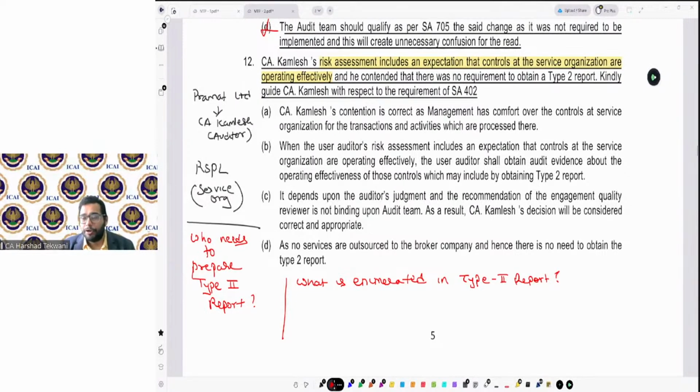So there is a type 1 report also. Why can't I take the type 1 report? Why do I need to take type 2 only? I can say, okay, I need type 1 report. Oh, type 2? I need type 1. That is fine for me. Why only type 2? What is so unique in the type 2 report that I can't work with the type 1 report?